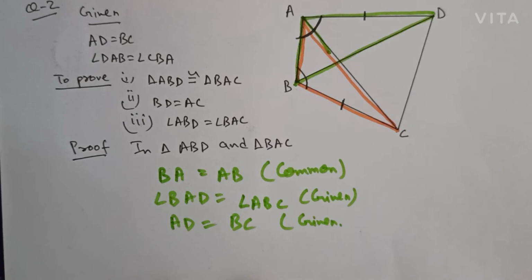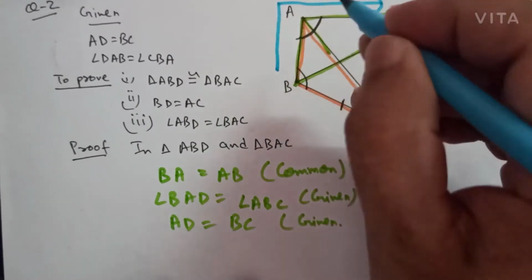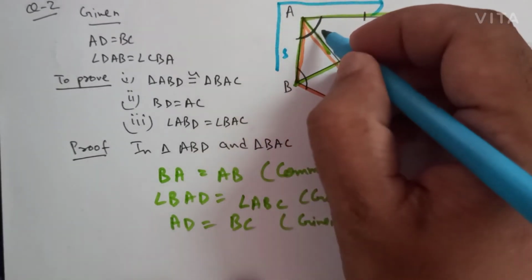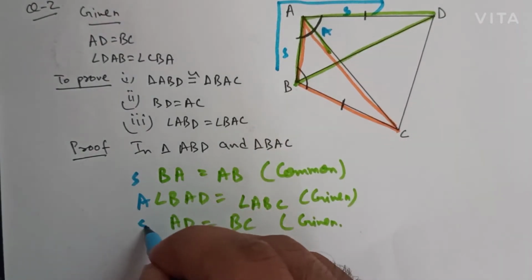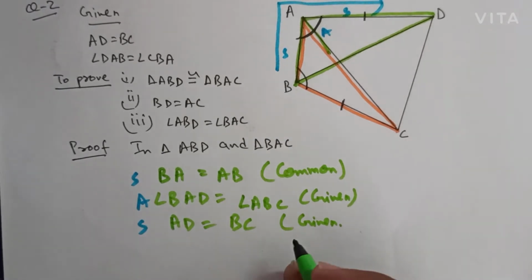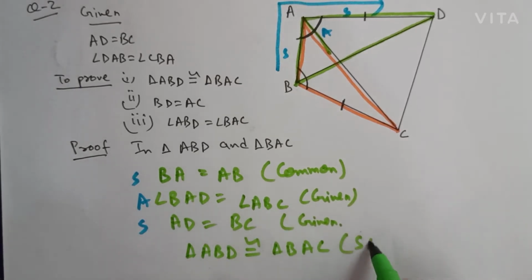So we have moved from here and like this. So this is side and this is angle and this is side. So by side, angle, side congruence, we can say that triangle ABD is congruent with triangle BAC by side, angle, side congruence. Hope it is clear. Simple.